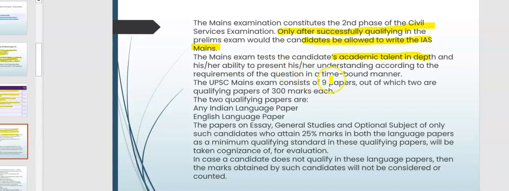UPSC mains exam consists of 9 papers, out of which 2 are qualifying papers of 300 marks each. The 2 qualifying papers are any Indian language paper and English language paper. The papers on essay, general studies and optional subject of only such candidates who attain 25% marks in both the language papers as a minimum qualifying standard will be taken cognizance of for evaluation. In case a candidate does not qualify in these language papers, then the marks obtained by such candidates will not be considered or be counted.